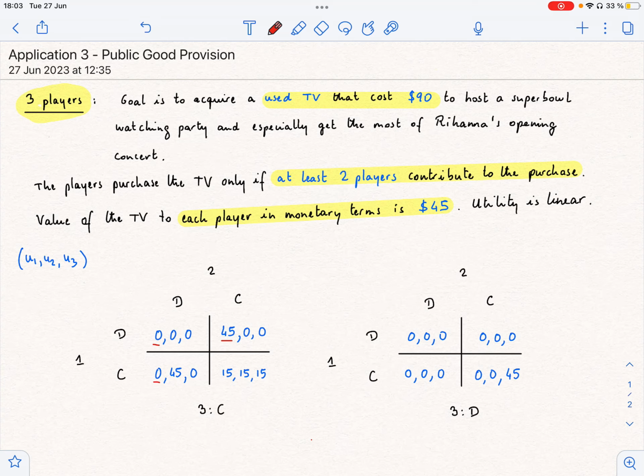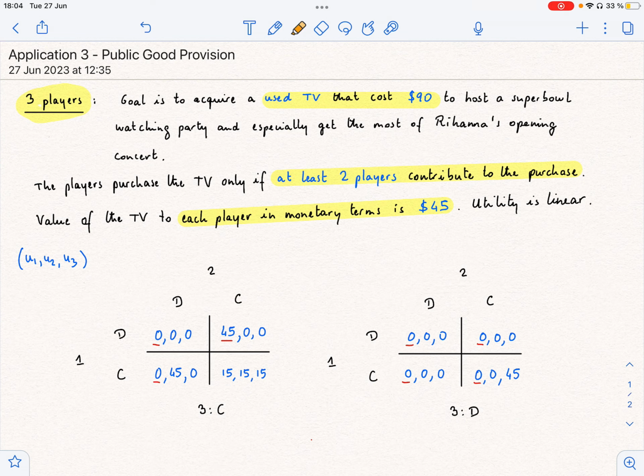And here, similarly, we can do the same on the right matrix, but here, whatever the other two players play, because player 3 is defecting and player 2 either defects or contributes, if they contribute, they get a TV, but they have to pay $45 for it, so they're indifferent between contributing and not contributing. So here, both defecting and contributing are going to be best responses for player 1.